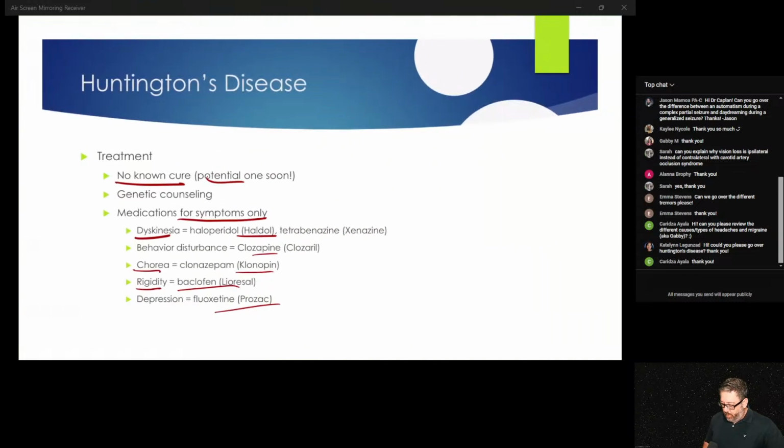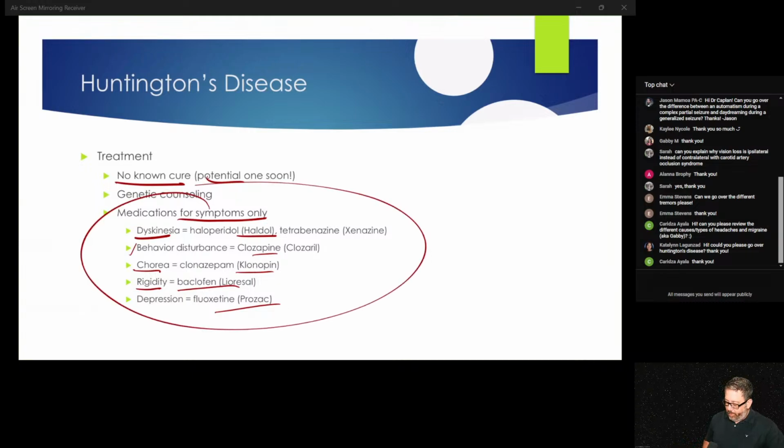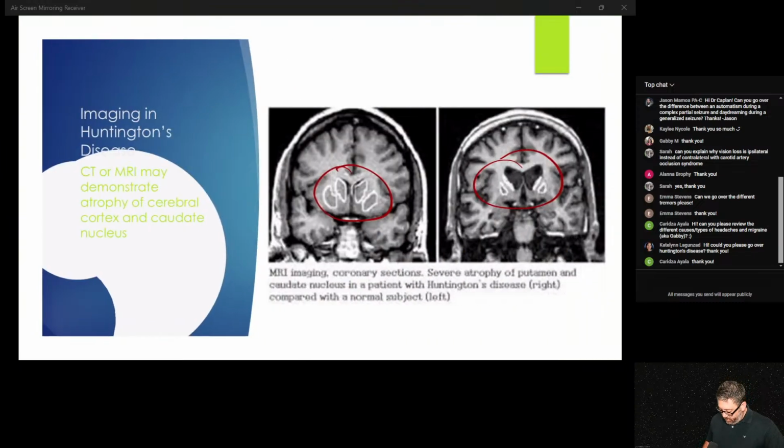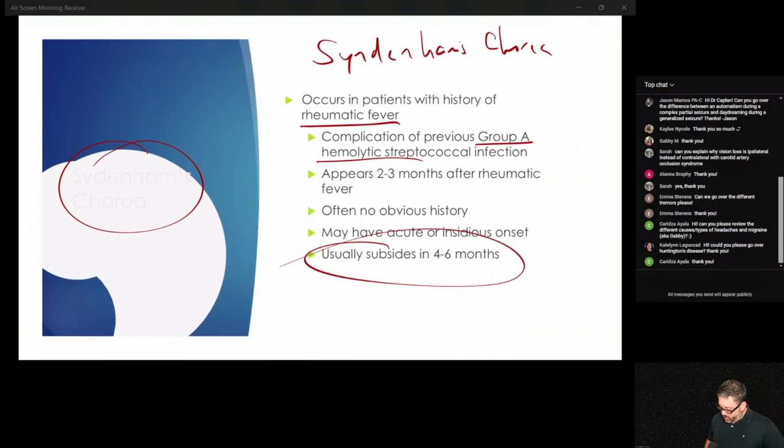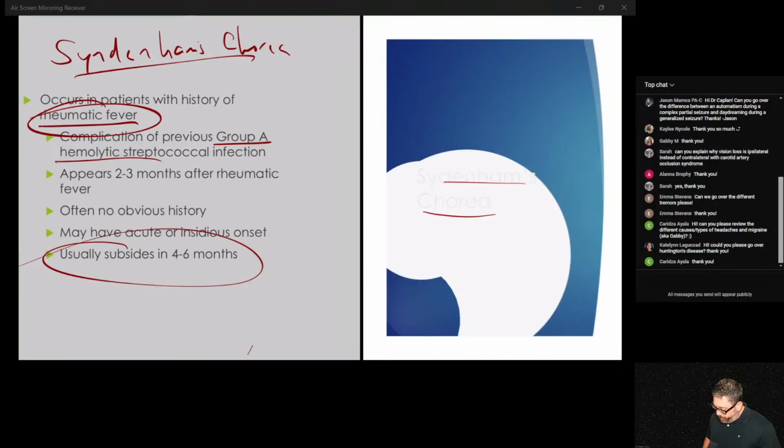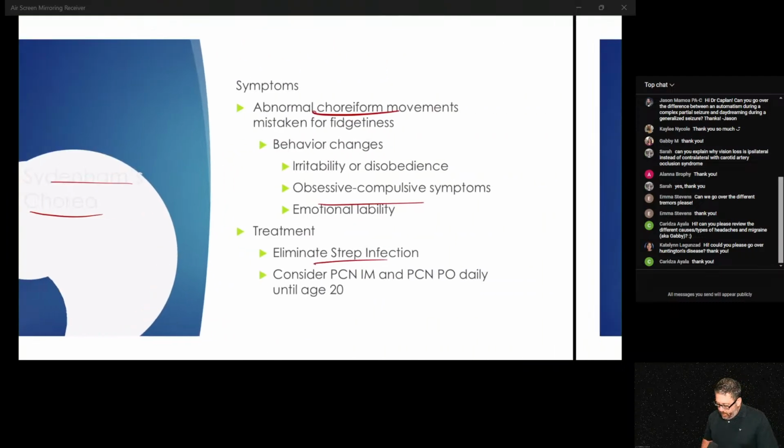Treatment, there's one coming soon, but as far as now and in your exam, there's no treatment. But again, the biggest thing is symptom management, taking care of all the symptoms for that patient. And then you see here that the putamen is atrophied in these patients with Huntington's disease. Sydenham's chorea, just remember they're going to have some sort of rheumatic fever as a child or recent history of rheumatic fever. And then obviously get rid of the strep.